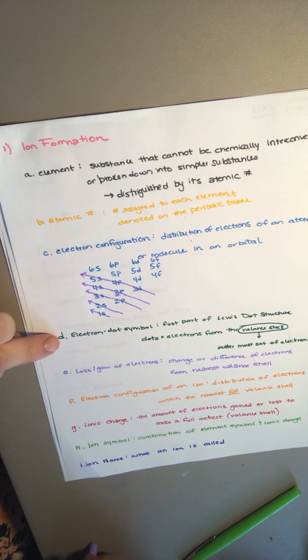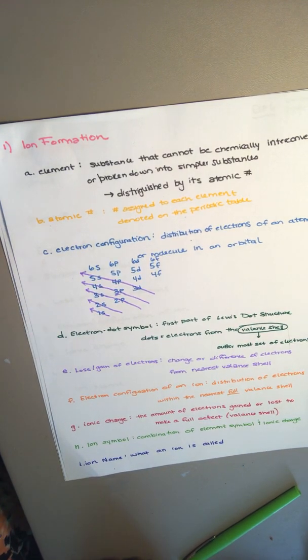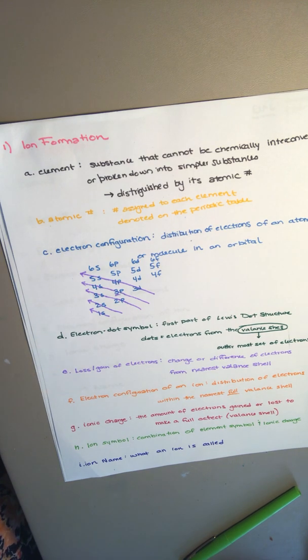So the next concept that we're looking at is the electron dot symbol, and this is our first part of our Lewis dot structure, or I believe the book might call it your electron configuration of an atom. Lewis dot structure is really the same idea, where we're putting the valence shell of electrons around whatever that element is. We have the loss and gain of electrons, and this is really looking at that difference of electrons from the nearest valence shell. So you might have to get rid of electrons to make it a full octet, or you might have to add a couple, and we'll talk about exactly what that means in a second.